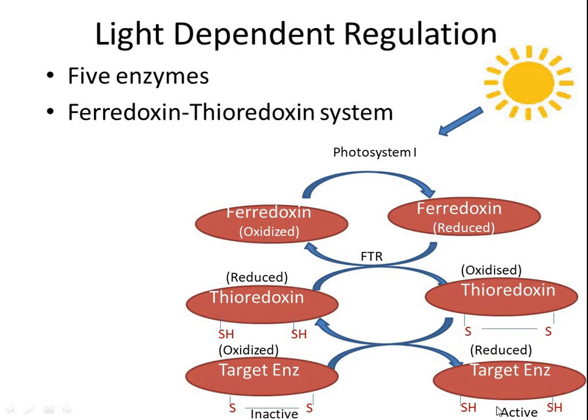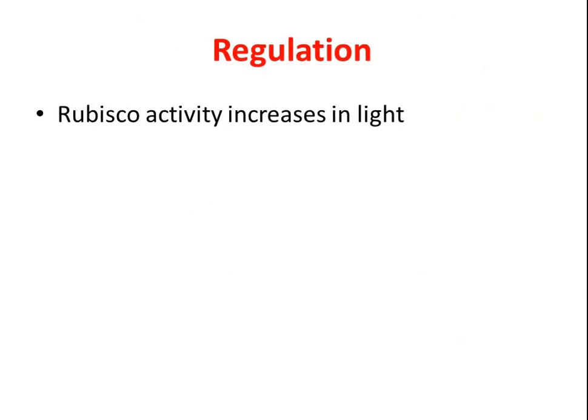The last four enzymes are regulated directly by thioredoxin. The first, Rubisco, is regulated indirectly by thioredoxin through the accessory enzyme Rubisco activase. The Rubisco activity increases in the light. The activity of Rubisco is also regulated by light, but the enzyme itself does not respond to thioredoxin.